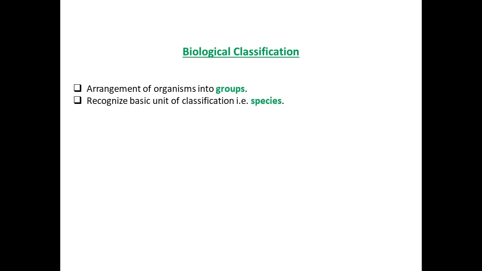So, as you know, cell is the basic unit of life or organism. Similarly, for this unit of diversity or this chapter biological classification, the basic unit is species. Very important point here.